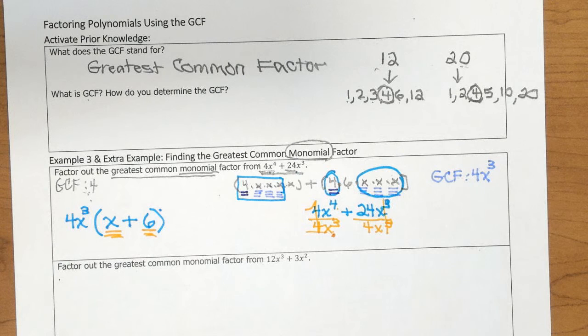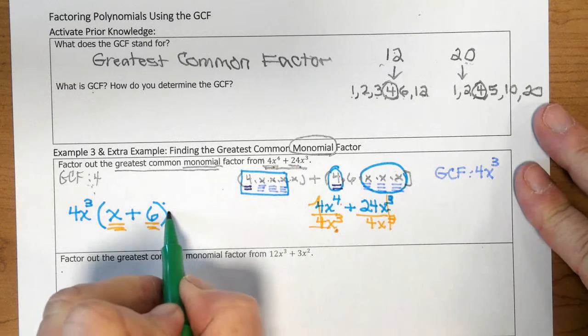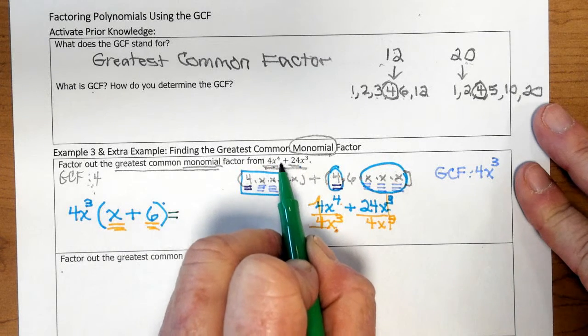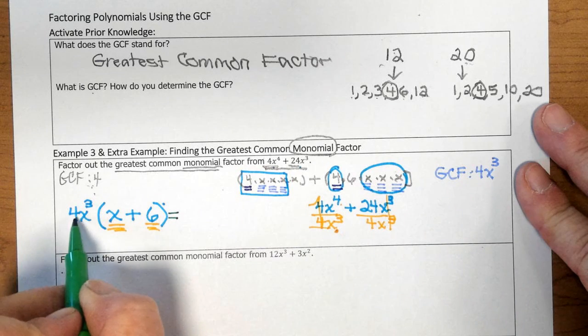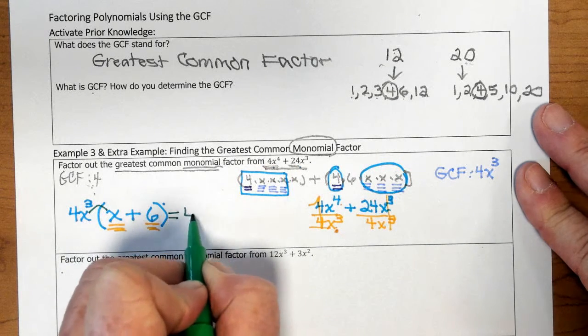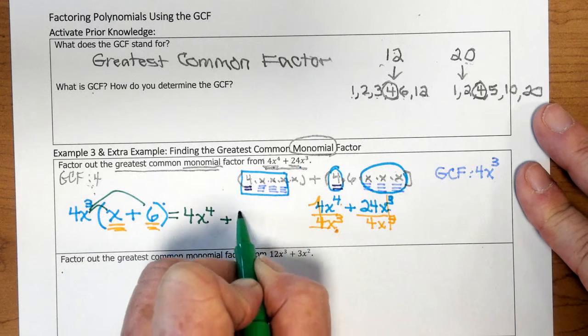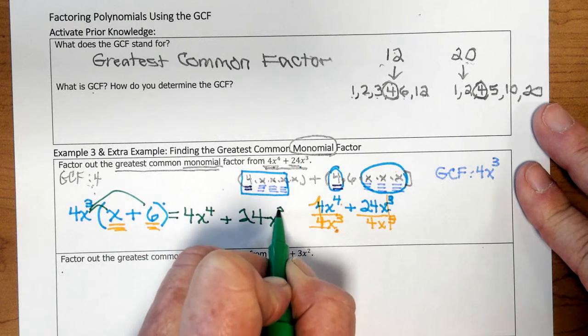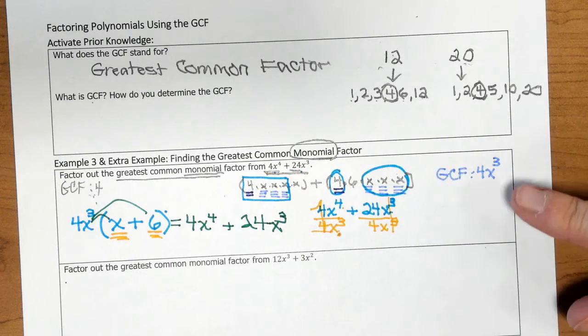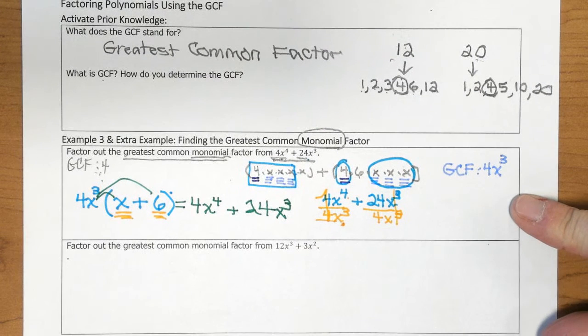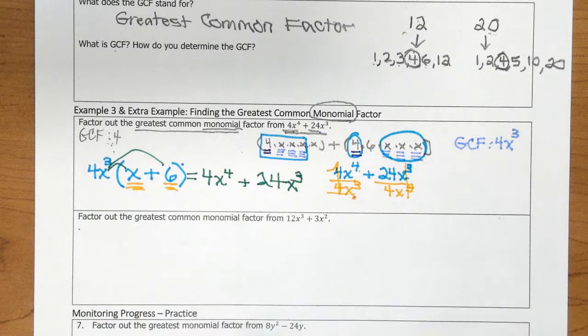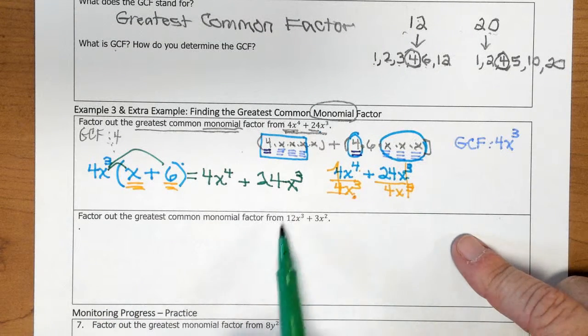And to double check my work, I strongly encourage you to use the distributive property, because what should this all equal? This should equal 4x to the power of 4 plus 24x to the power of 3. So let's do that. Distribute means I've got 4x to the power of 4 plus distribute 24x to the power of 3. So I've worked example 3 out in extreme detail, because I wanted to show what's actually going on. Okay, so let's do the same kind of detail with this second example.